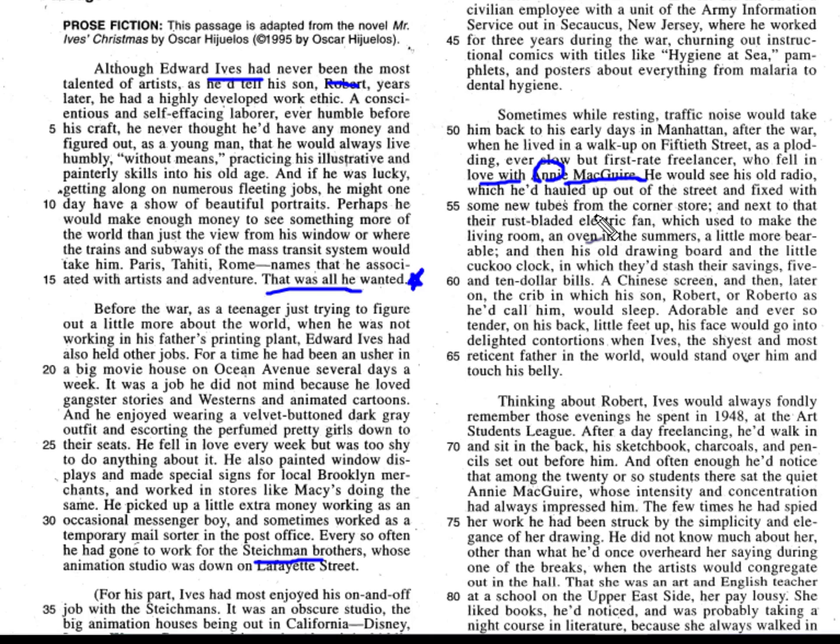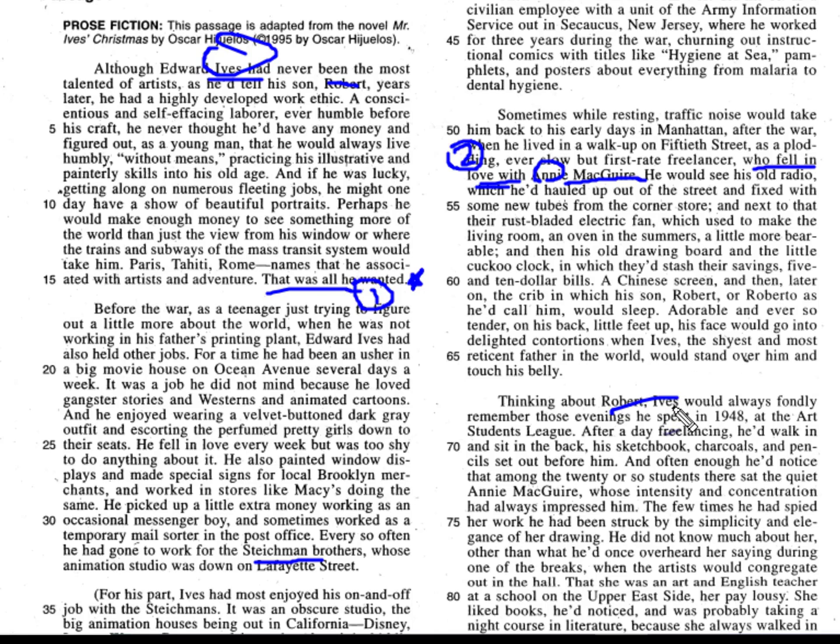So do you really know how she felt? It said he fell in love with Annie McGuire, so that's kind of a second hint. Here's the first one, and the second one is over here. All right. As you're going through, you're looking for those words that we underlined: Ives, McGuire, employees, all the characters, and so forth.